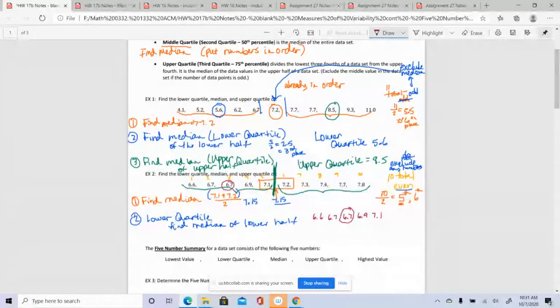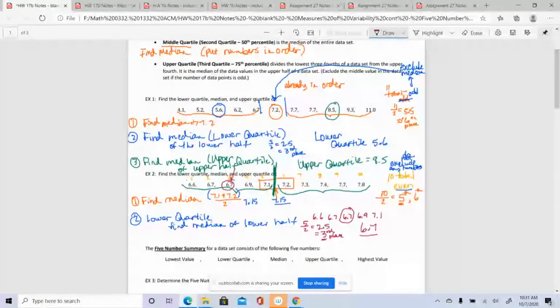Now again, you could always do, well, I have 5 numbers in the lower half. Divided by 2 is 2.5, which rounds up to 3. So I want the number in the third place, which is 1, 2, 3, right here. So my lower quartile is 6.7.